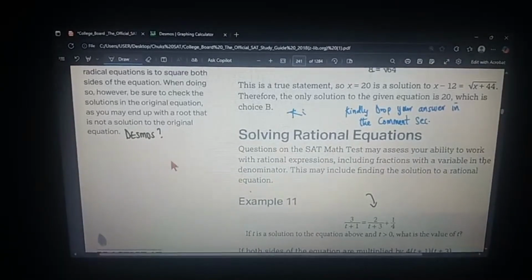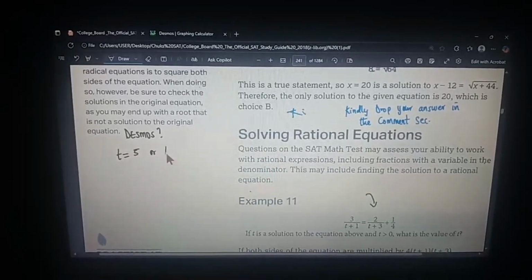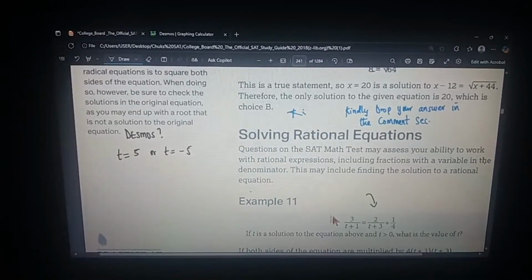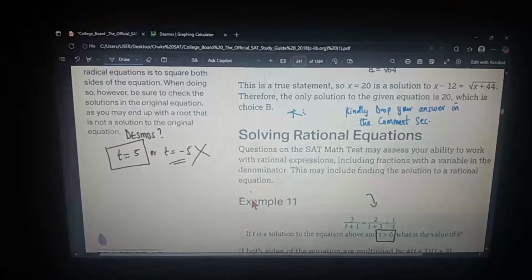So remember, the value of t is equal to 5 or minus 5. But remember the condition that was given to us earlier. It says t has to be positive. Because t has to be positive, we are going to neglect this solution and we will always consider this solution for the question. I hope it helps.